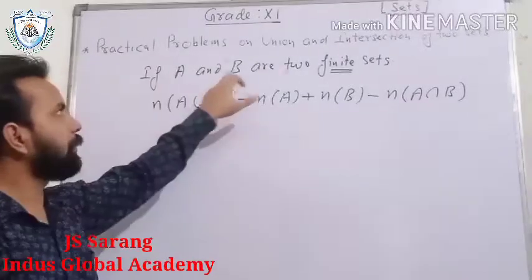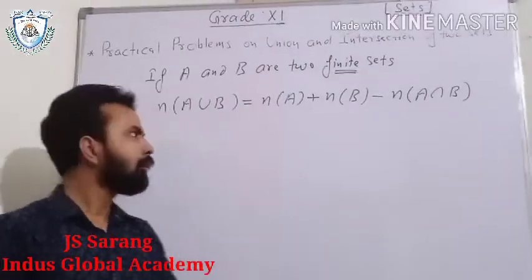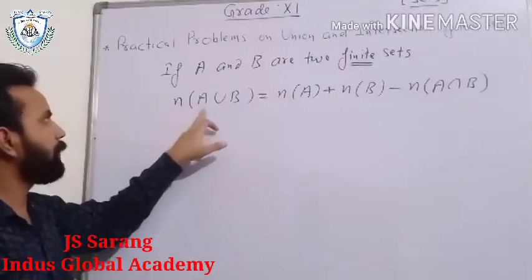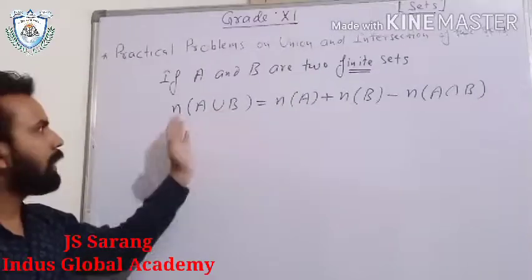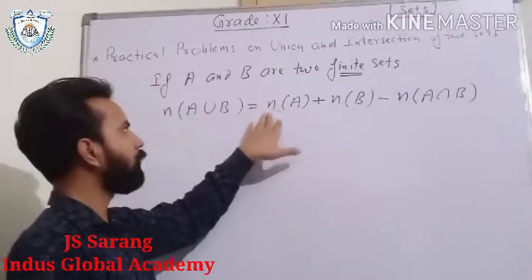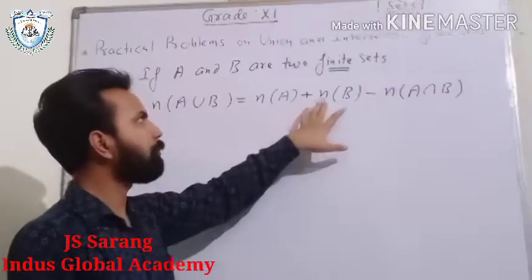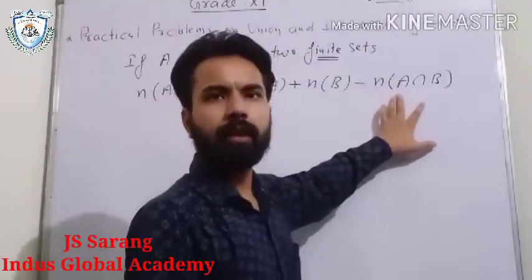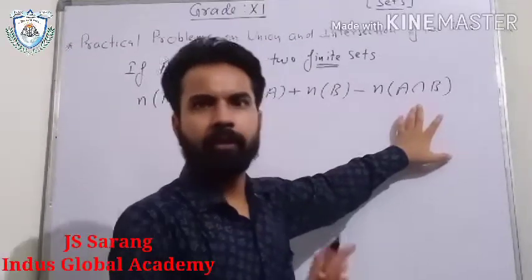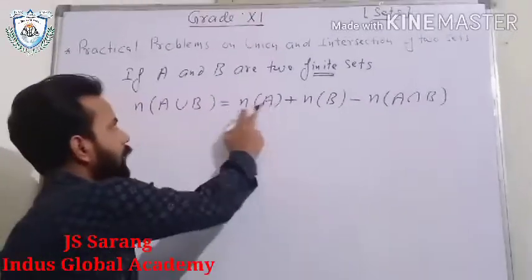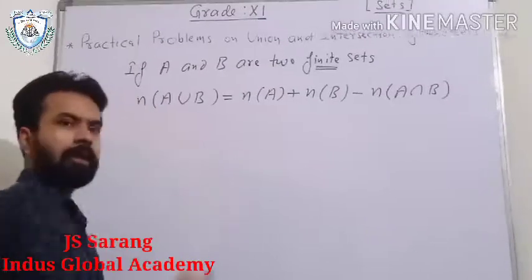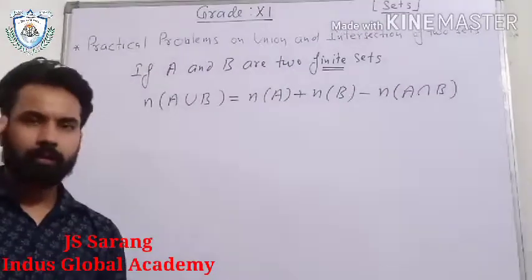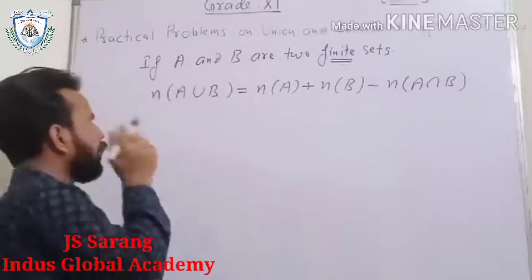If A and B are two finite sets, then we can find the number of elements present in A union B. This is equal to the number of elements in set A plus the number of elements in set B minus the number of elements in set A intersection B. Got it? Here small n stands for number of elements.